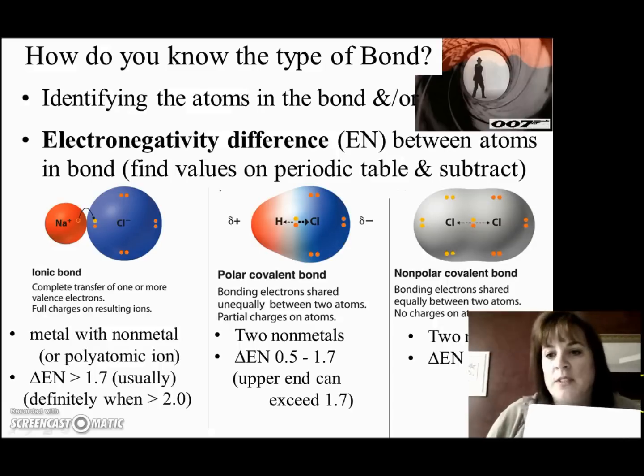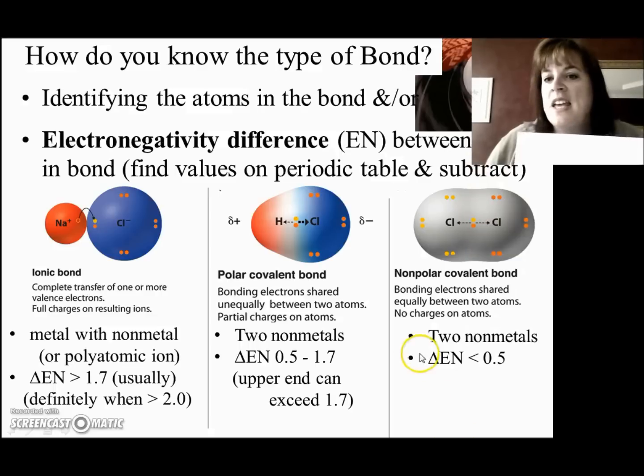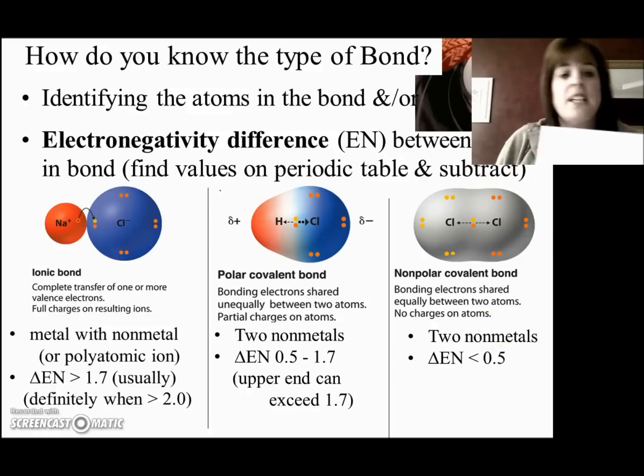Nonpolar is when we have that equal sharing, and equal sharing, again, if it's covalent, it's two nonmetals, and the electronegativity difference on the periodic table is going to be less than 0.5. So if it's less than 0.5, nonpolar, equal sharing, no electron hogs.